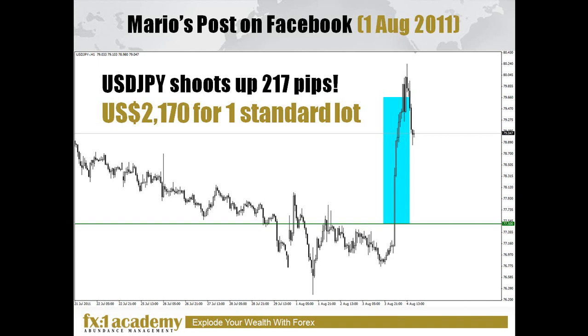which I think is, well, I don't know how many hundreds of billions that is. So they sold about 4 trillion Japanese yen, and that caused the dollar yen to shoot all the way up. It shot up over 200 pips, and we netted over $2,000 for this trade. Well, if you had played more than one standard lot, that would have been double for you.